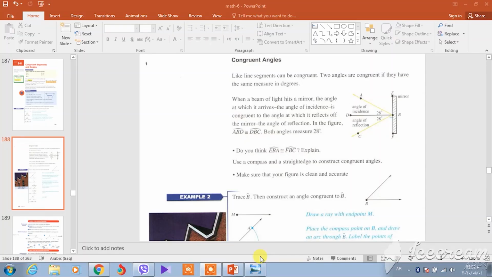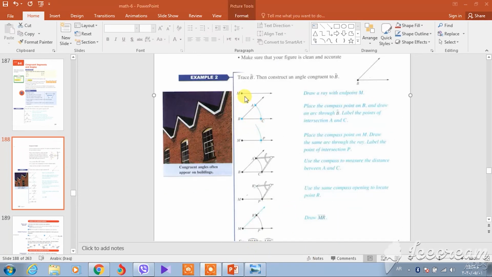And now we have congruent angles, students. Like line segments can be congruent, angles are congruent if they have the same measure in degrees. For example, we have the angle ABD. We have 28 degrees in the measure of angle ABD, and angle DBC is also equal to 28 degrees. So angle ABD and angle DBC are congruent because they have the same measure, students. And you can use a protractor, and you can use a compass also, students.